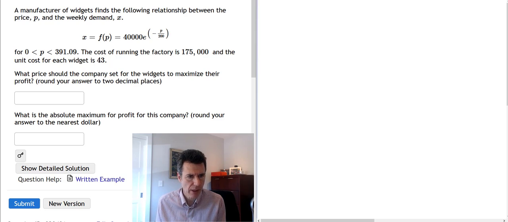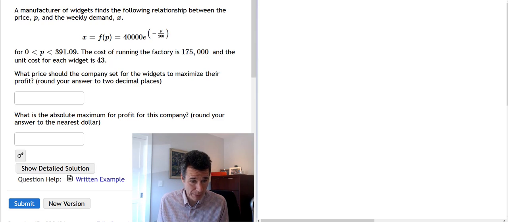Okay, we want to find the price that the company should set to maximize their profit, and we want to know what this profit is, the absolute maximum profit. So the usual strategy here: we want to find the profit equation and find critical numbers for it. If we're lucky, there's one critical number between 0 and 391.09. We can use the first or second derivative test to see whether that critical number represents a maximum or minimum. If there's only one on an open interval, then it's an absolute maximum or an absolute minimum.